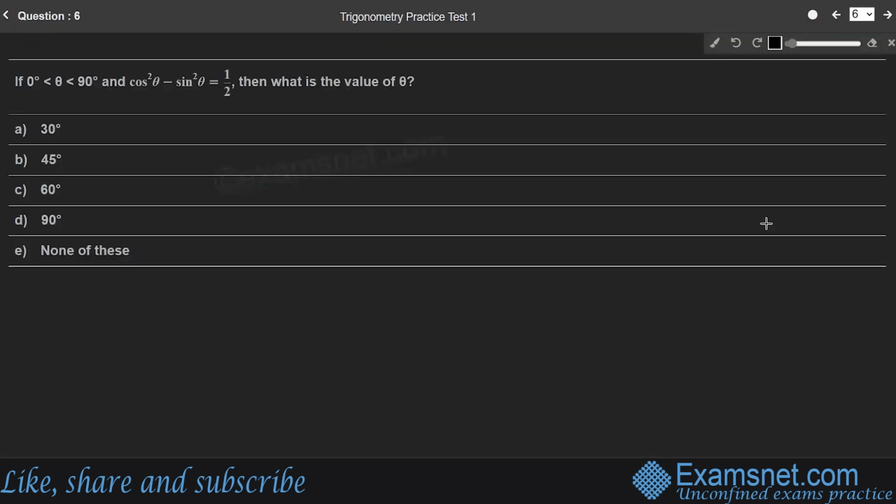Question number 6. If theta lies between 0 and 90 degrees and cos square theta minus sine square theta is equal to 1 by 2, then what is the value of theta? Here students, we know the formula of cos square theta minus sine square theta, which is cos 2 theta, right? Cos square theta minus sine square theta is cos 2 theta is equal to 1 by 2. So we know that cos of 60 degrees is equal to 1 by 2, right? So cos 60 is 1 by 2.